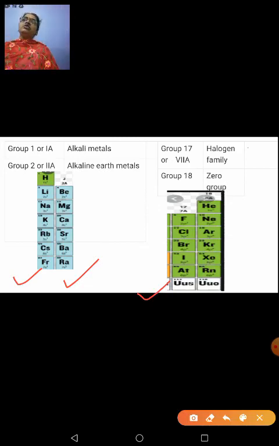Why is it called the zero group? These elements which come under group number 18, helium, neon, argon, xenon, krypton, have a complete outermost shell. They don't share any electron. They don't lose or gain. Understood? So they are said to be zero group elements because their valency is 0. They will not take part in any chemical reaction.